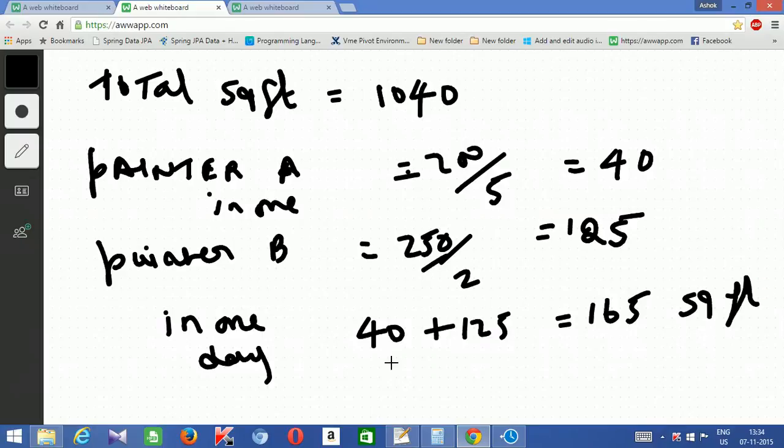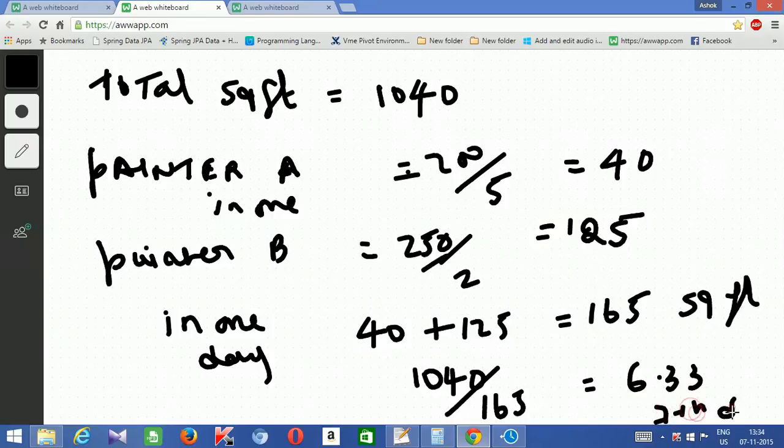So total 1040 square feet, in how many days will they complete? It's nothing but 1040 divided by 165. It will come around 6.3 something. Approximately on the 7th day, they will complete this job. Fine. Hope you understood this.